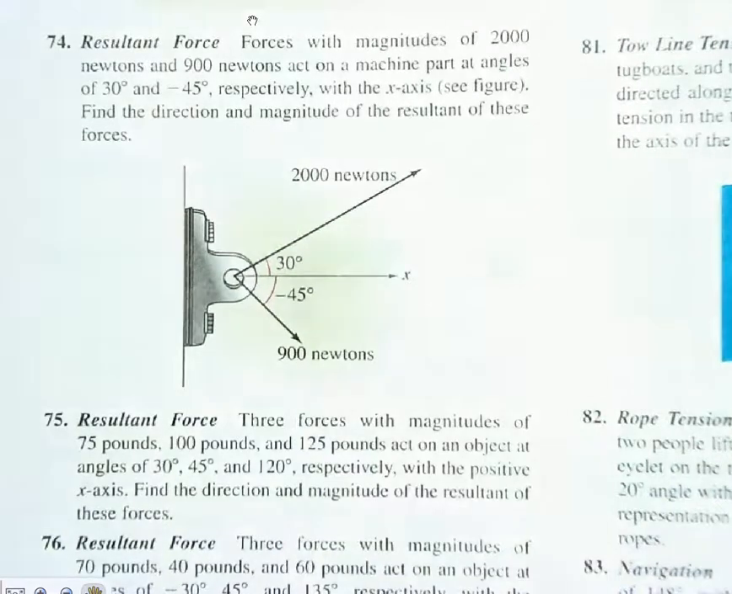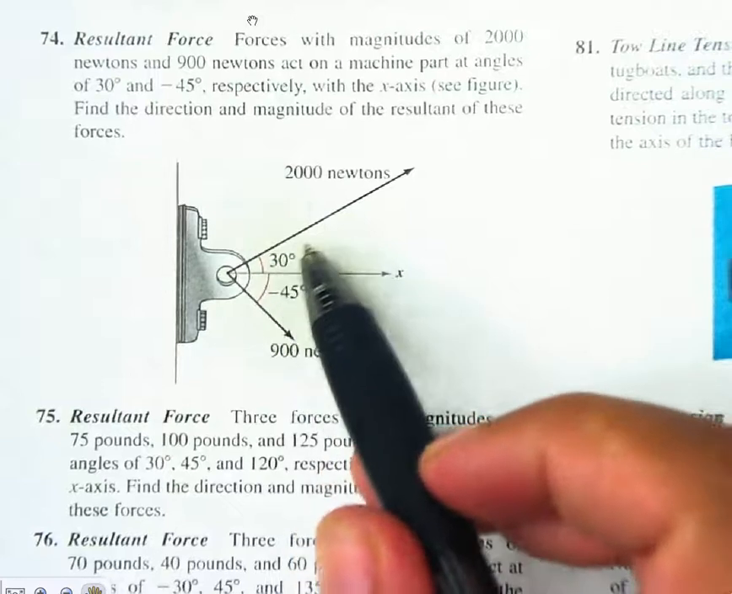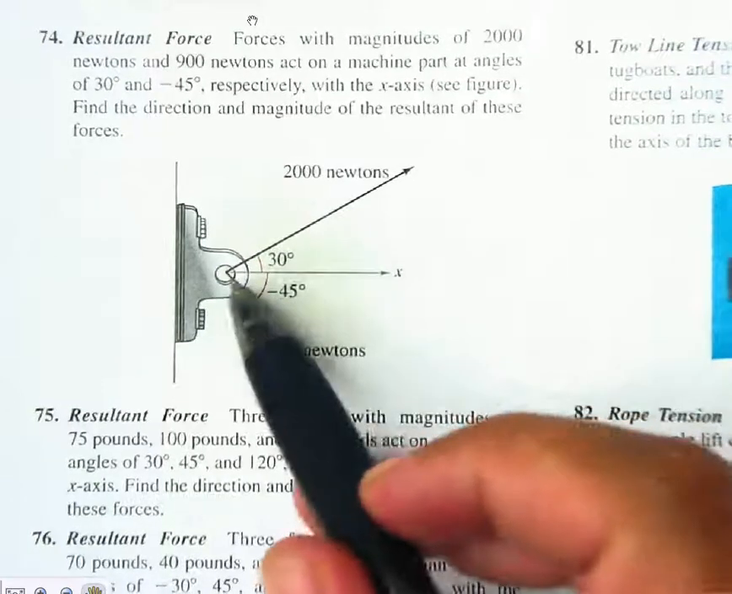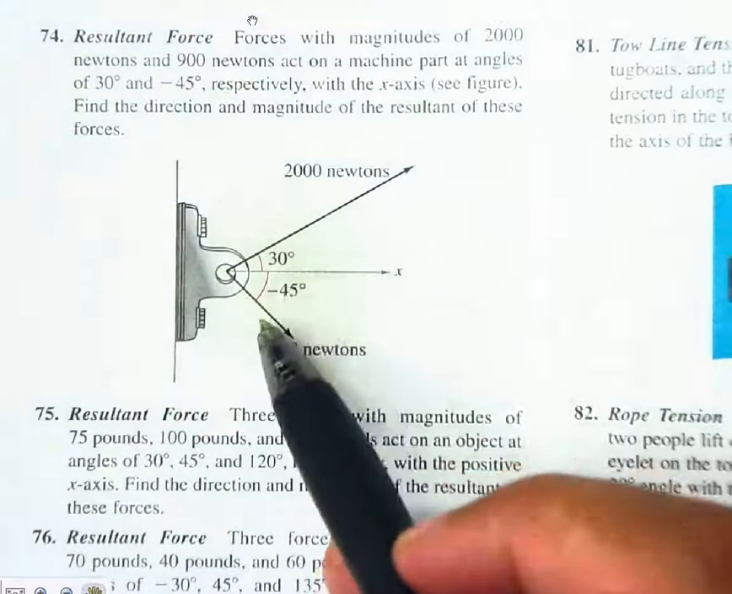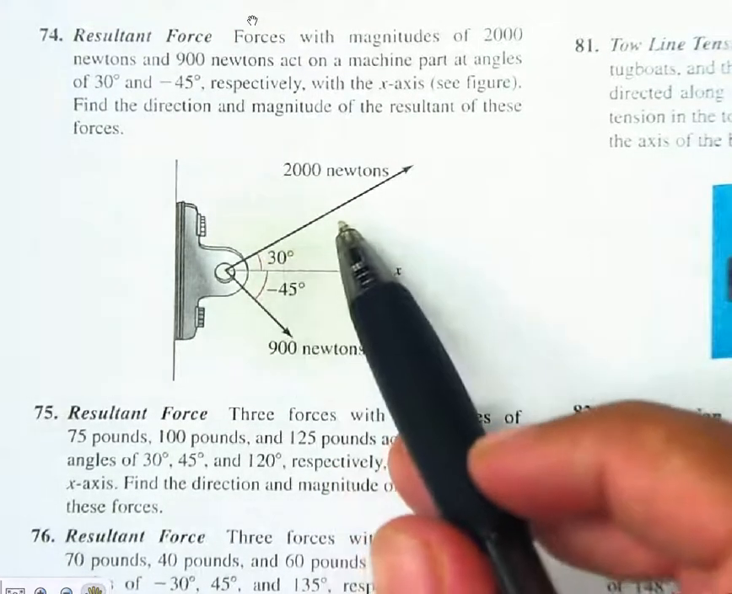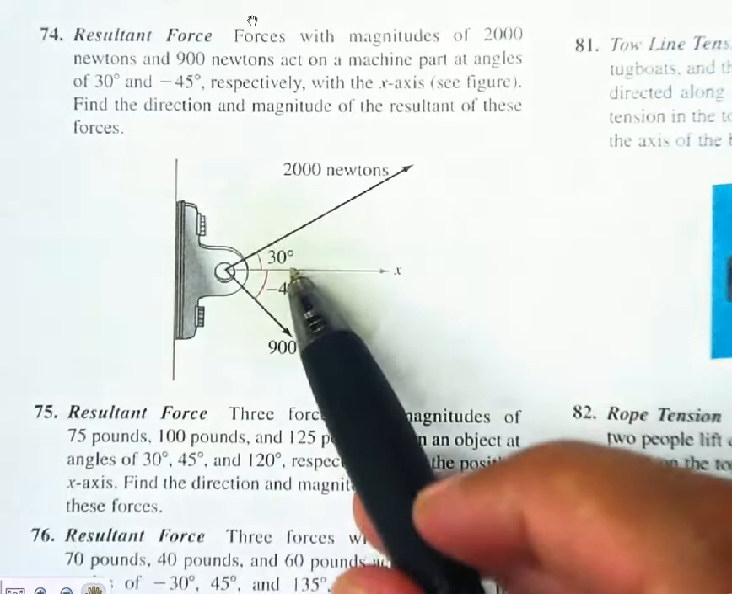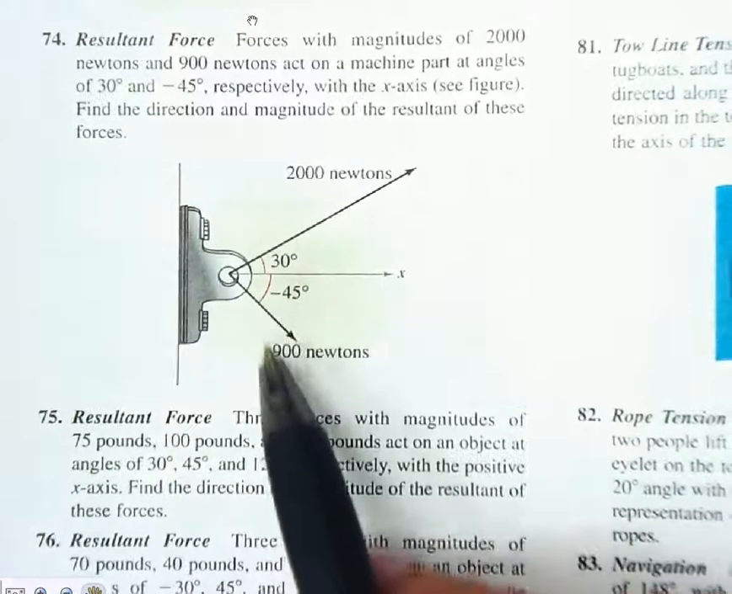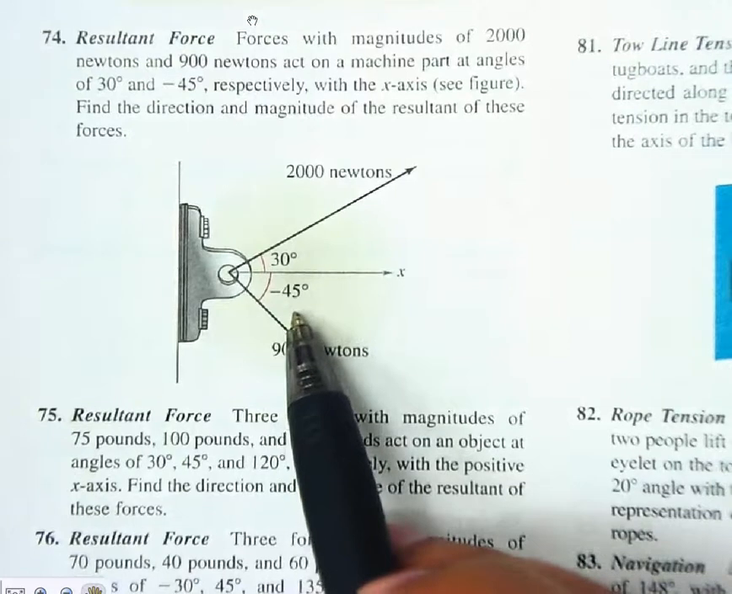Okay, so let's take a look at this. We have two forces here that are pulling on this hook or part of a machine, and each of the two forces is pulling with a different force. The top one, 2,000 newtons at an angle of 30 degrees, and the bottom force is 900 newtons with an angle of negative 45 degrees.